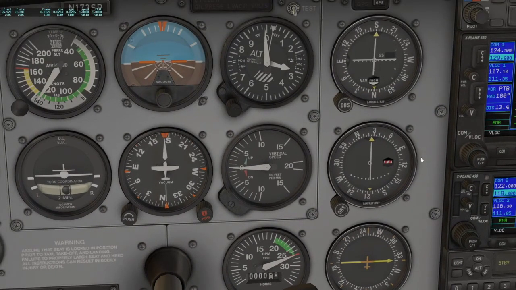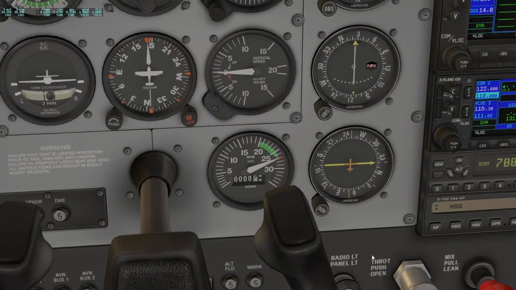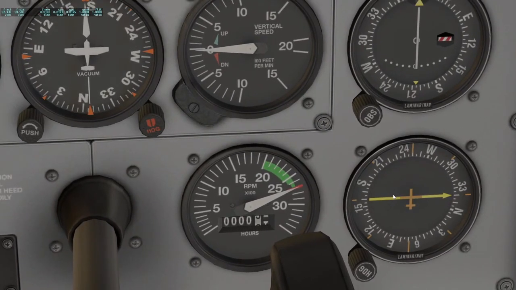Where am I? Very simple. I need to turn the OBS until I get a from indication and needle centered. If I don't know where I was at, I go ahead and turn it, and here we go. It's centered. I am on the 180 radial. Very good. I come back here. I am on this radial, and I need to intercept this guy inbound.